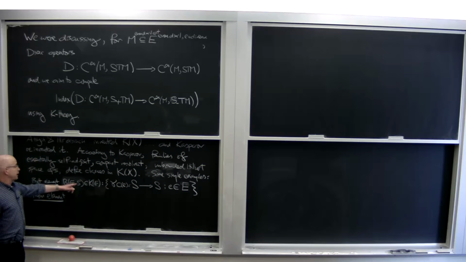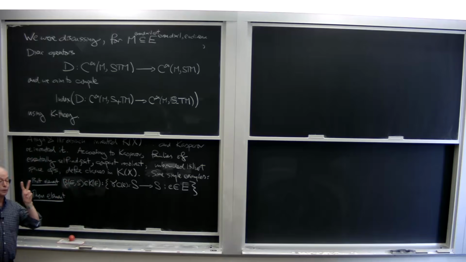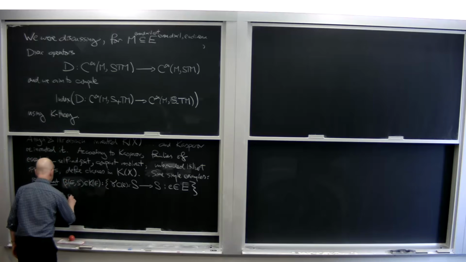There aren't many choices for S if E is just a single vector space. Up to isomorphism, there are two, and they only differ by the Z mod 2 gradings. Here it's a little more complicated.